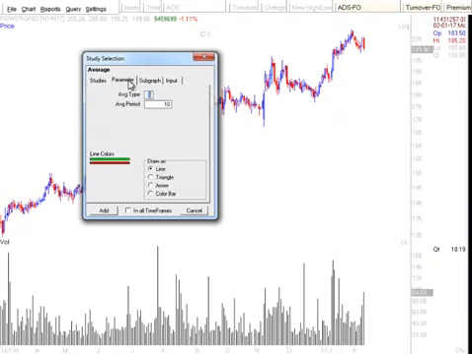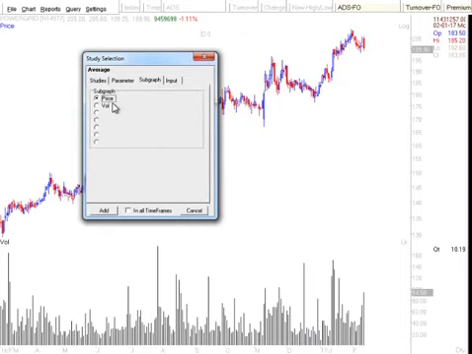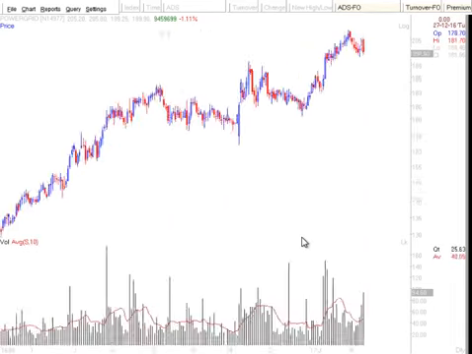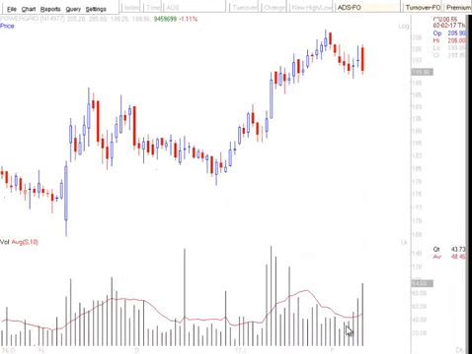We have done moving averages, and we plot the moving average on the price. What I am suggesting is that you plot a moving average on the volume, on the volume itself. Now what is this red line? This red line is the 10-day average volume.